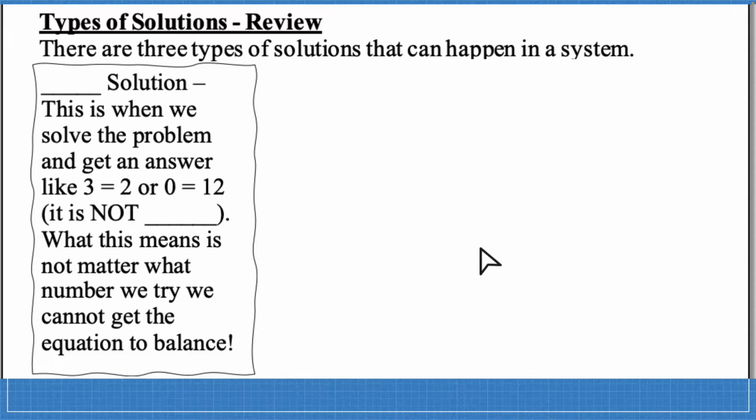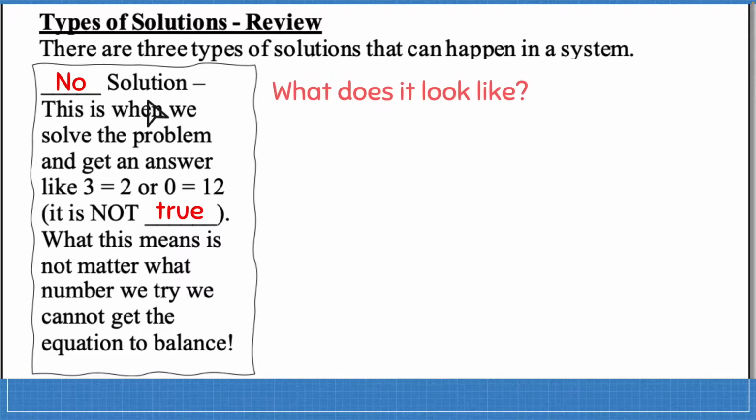So there are three types of solutions when we have two lines. First, we have no solution. This is when we solve the problem and get an answer like 3 equals 2 or 0 equals 12. Well, this is not true, right? 3 does not equal 2. 0 does not equal 12. So what does this mean? What this means is no matter what number we try in the equations, we just can't get them to balance. We can't get them to work, or at least we can't get them to work together, I guess is a better way to say that.